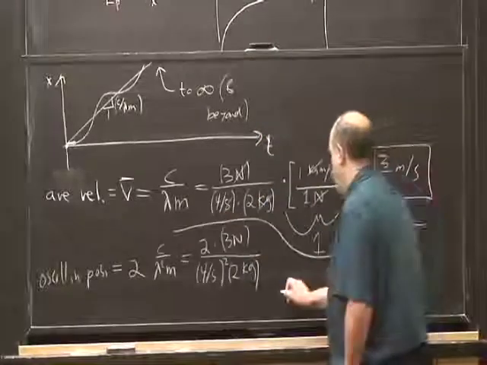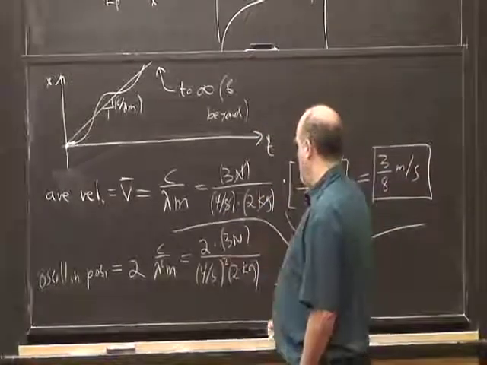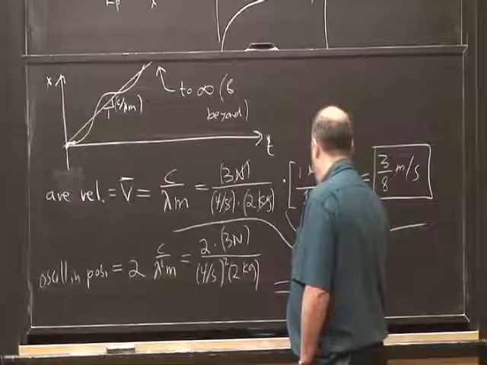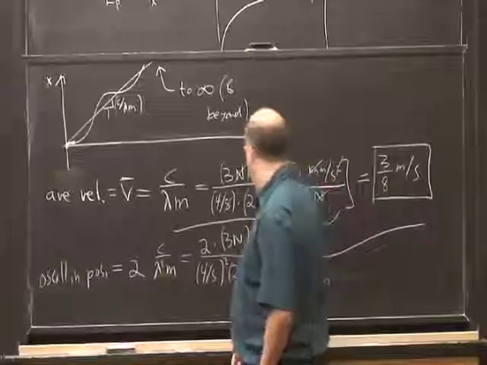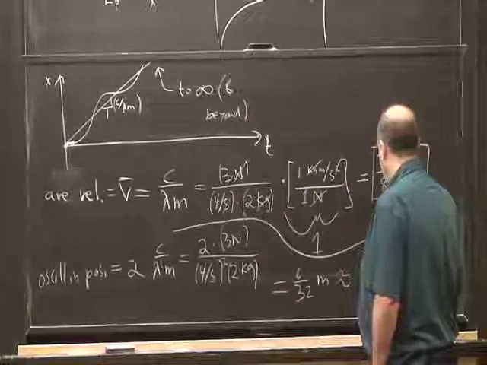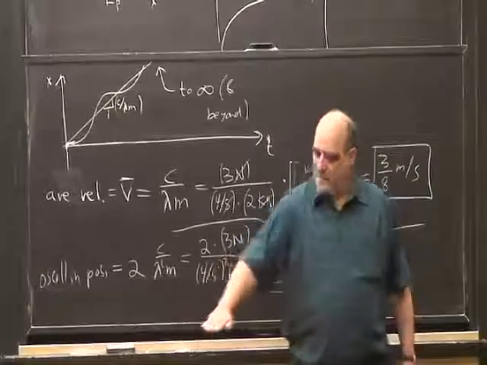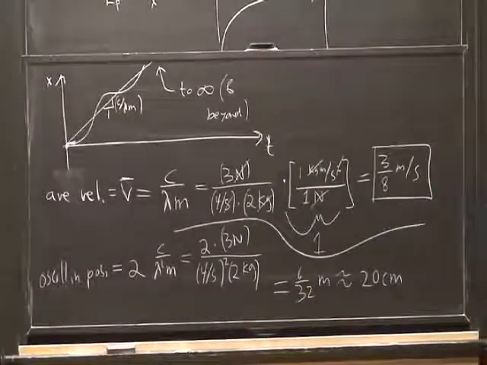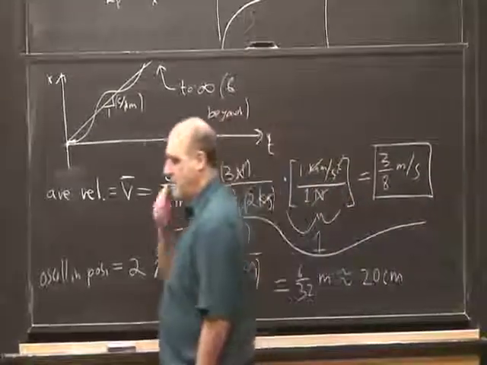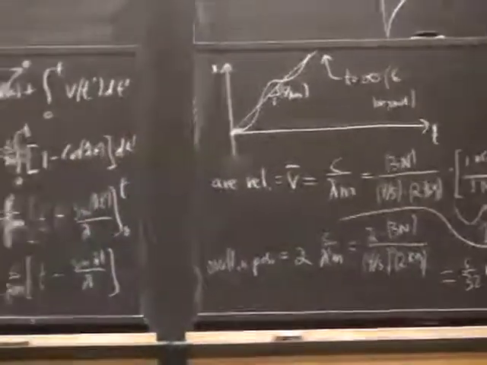So then this is equal to 6/32 meters. So it oscillates about 20 centimeters back and forth. So it goes at a constant speed, on average, with an oscillation about that constant speed of 20 centimeters. The speed always goes to 0.